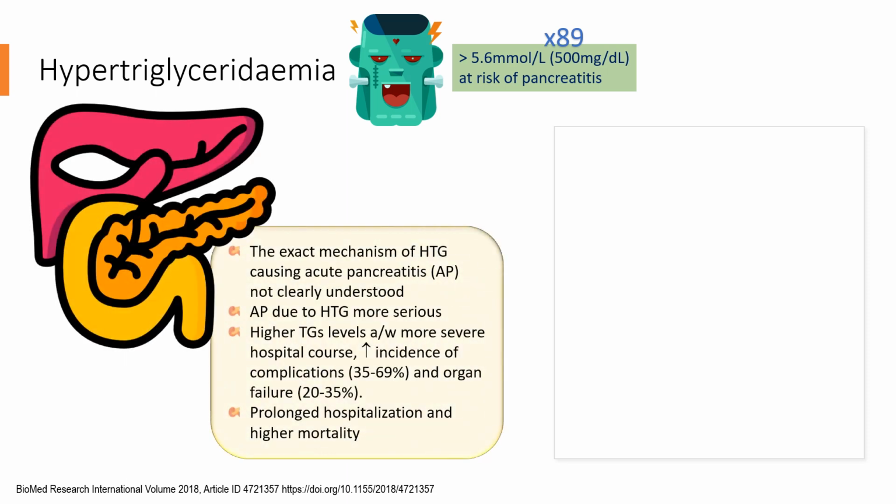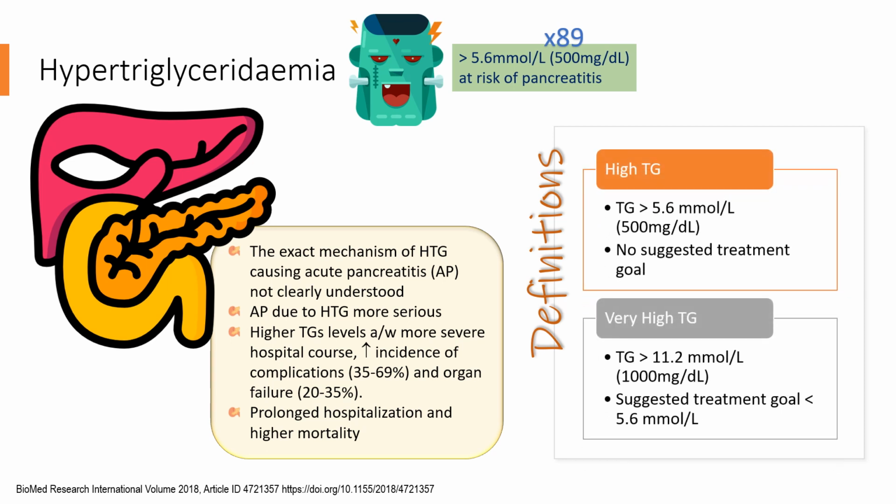So what about acute pancreatitis? The exact mechanism of high triglyceride levels causing acute pancreatitis is not really very well understood. Now, acute pancreatitis due to high triglycerides level tend to be a lot more serious than other causes leading to acute pancreatitis. The higher the triglyceride levels are, the more associated with severe hospital costs and increased incidence of complications, as well as permanent organ failure, especially pancreatitis. The pancreas can be permanently destroyed. It is also associated with prolonged hospitalization and higher mortality.